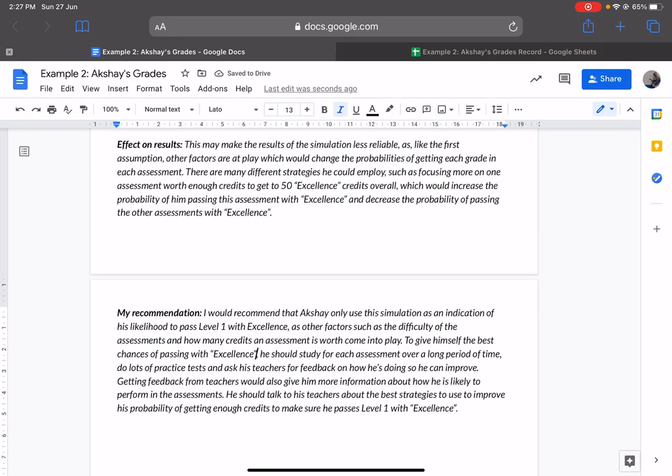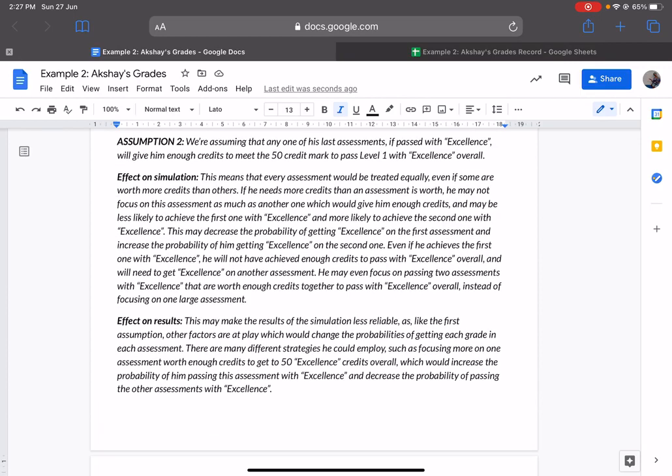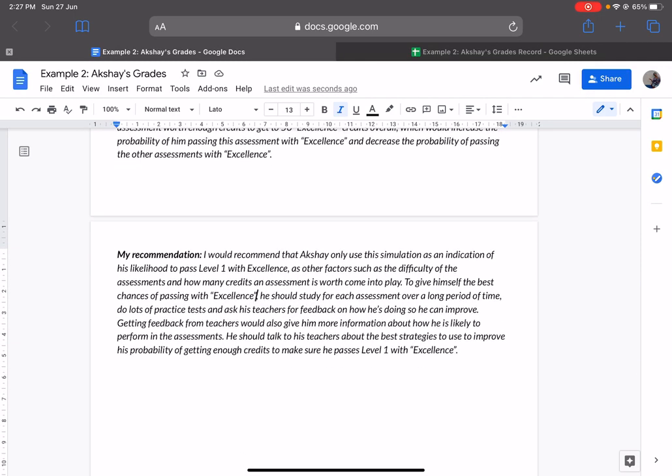So that's something that you can explore. You may think of different things that might affect the simulation as well, but you need to talk about the effect on the simulation and how that would affect the results. And you might want to do a recommendation from that as well.